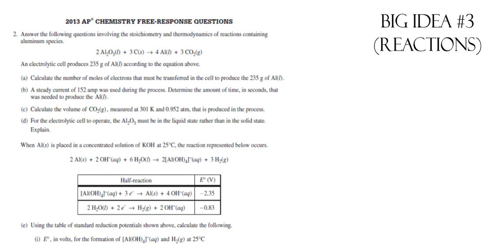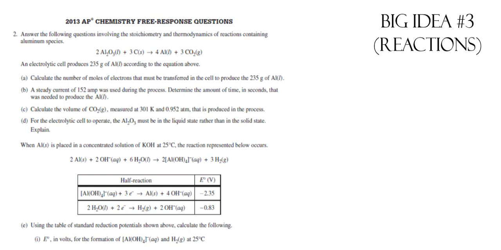So let's dig in. It says, answer the following questions involving the stoichiometry and thermodynamics of reactions containing aluminum species. So it doesn't sound like a lot of electrochemistry, but if you look down lower, because a lot of us cruise through an entire problem, we see that it does have electric potential in volts. So that might come up a little bit. This is a good problem because we really haven't seen this for a while. We have some aluminum oxide and carbon, and then it's making aluminum and carbon dioxide.